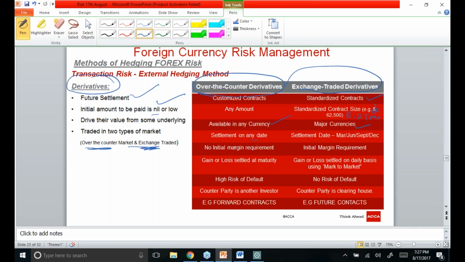This contract can be of 5 days, 10 days. It can be for 4 months date. Exchange traded derivatives require some initial margin. What is it? Like, if you want to trade on exchange traded derivatives, you have to open account with a broker, and by putting some amount in that account, let's suppose you have opened account of $1,000. That is initial margin.